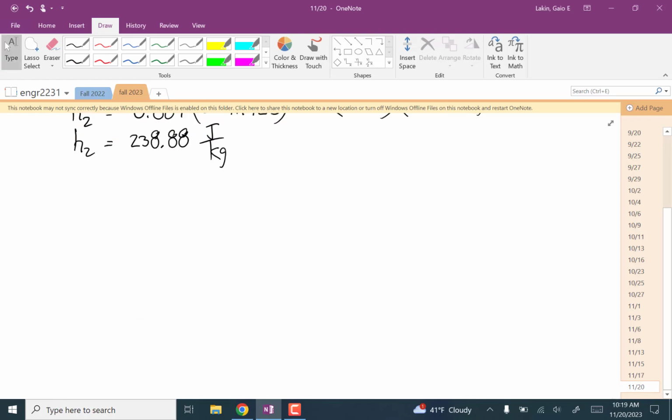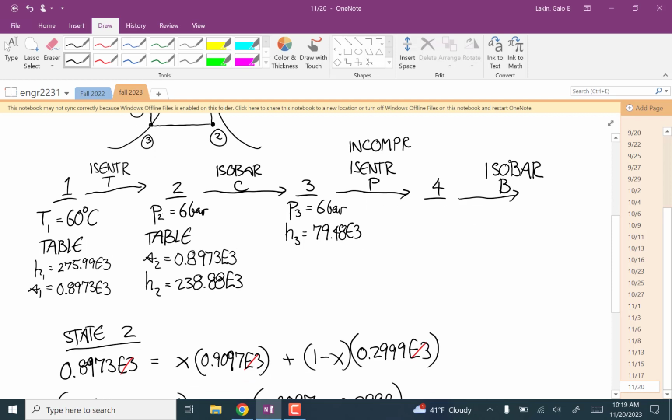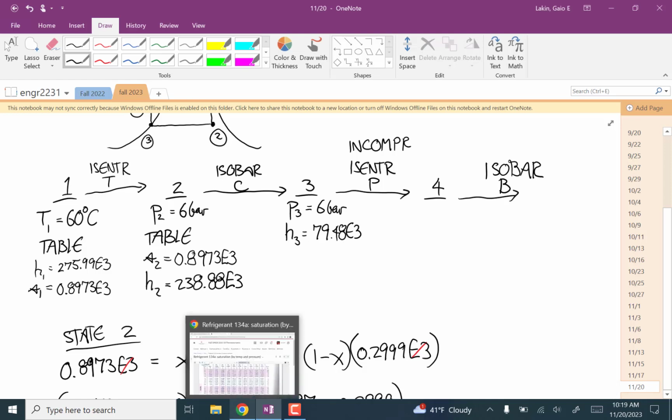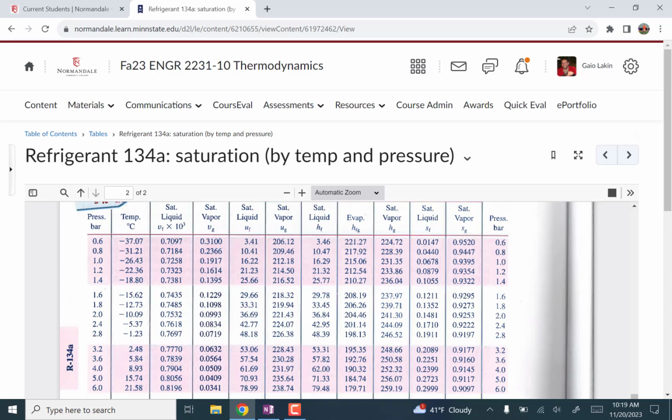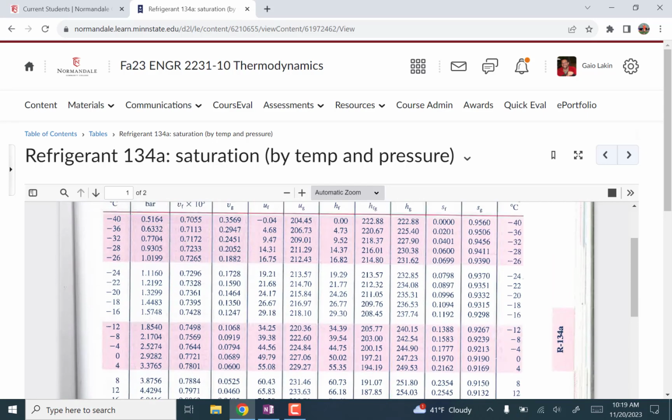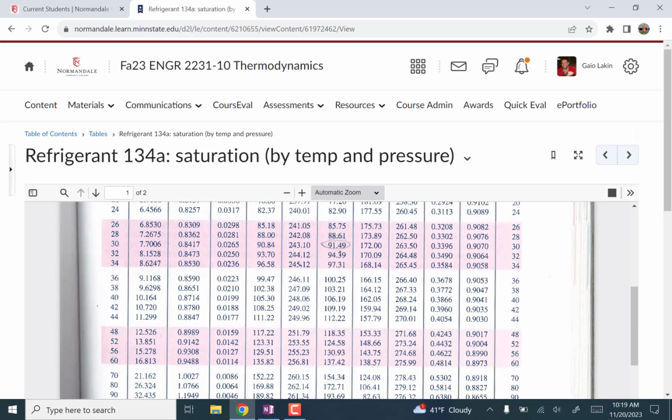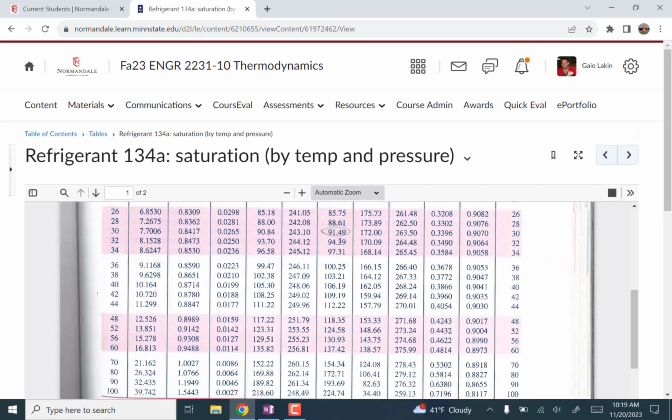remember that for state 4, we want to use this equation that says the change in enthalpy is equal to the specific volume times the change in the pressure. So we need to know what that pressure is. A lot of times we're given the pressure at state one. Here we are given the temperature. So we have to go back to the saturation table and figure out what the pressure is at state one at that temperature. 16.813. Okay, so it was at 60. So yeah, 16.813 bar.